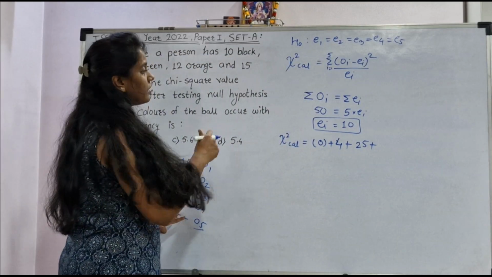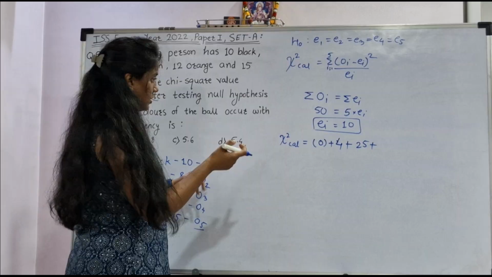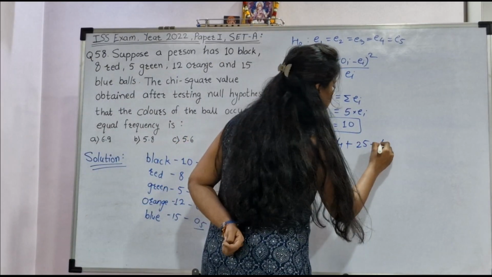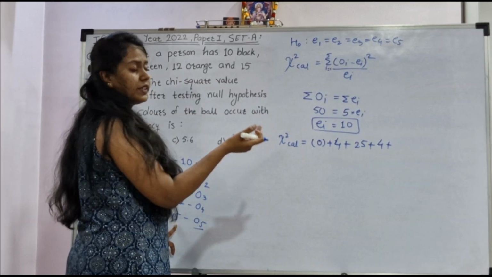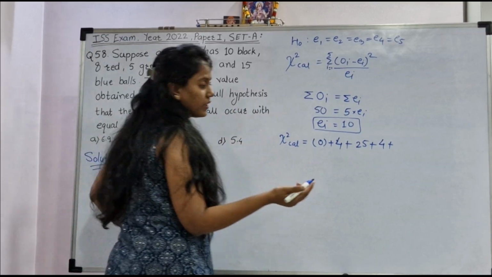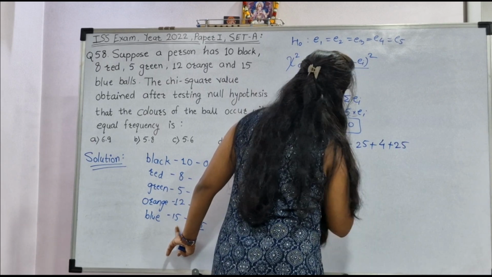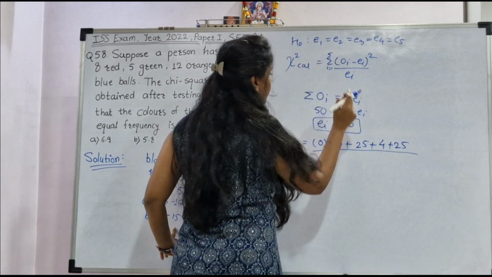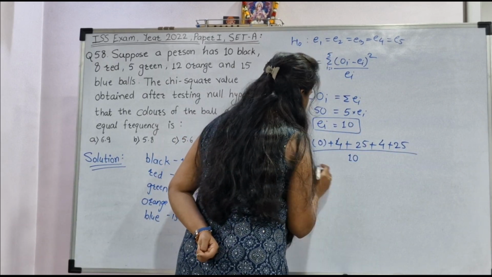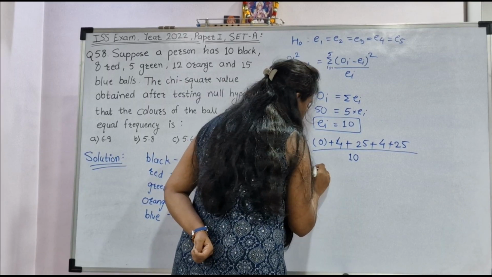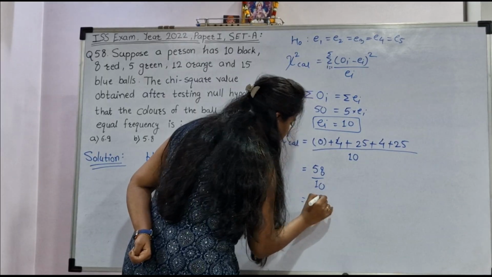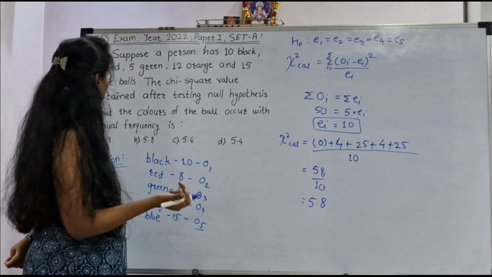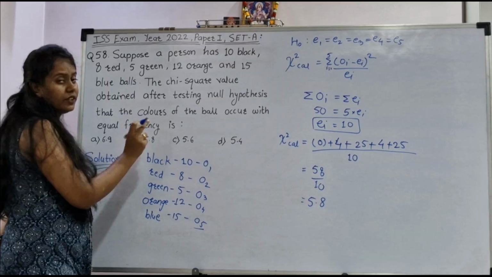Next is 12 minus 10. So it is 2. 2 square is 4 plus 15 minus 10. What it is? It is 5. 5 square is 25, divided by Ei. What is the value of Ei? It is 10. So this equals 58 by 10. So here it is 5.8. Right? So the correct answer is option B, 5.8.